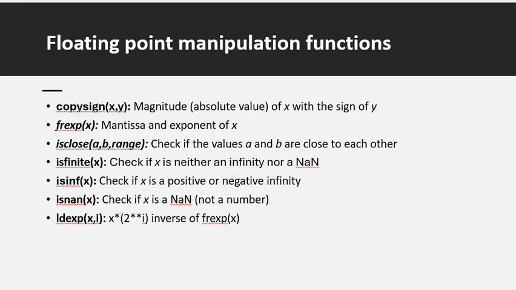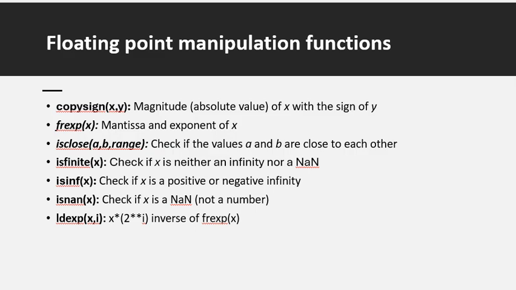After this, we have floating point manipulation functions, which include copysign(x, y), which gives the absolute value of x with the sign of y. Then we have frexp(x), which gives the mantissa and exponent of x. Then we have isclose, which checks if the values of a and b are close to each other within the range. Then we have isfinite.